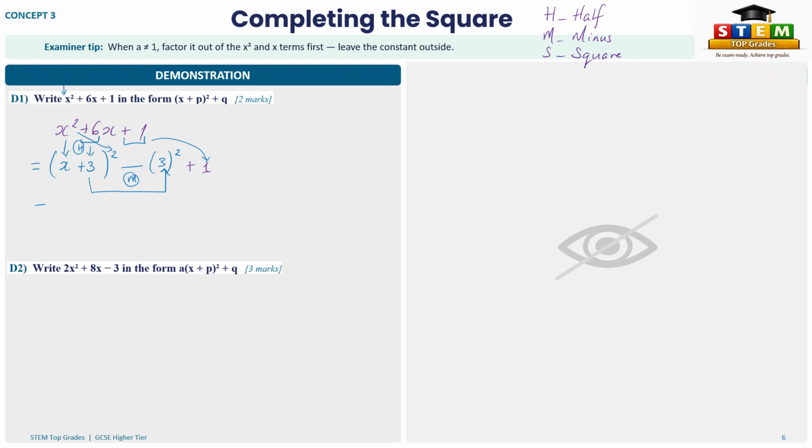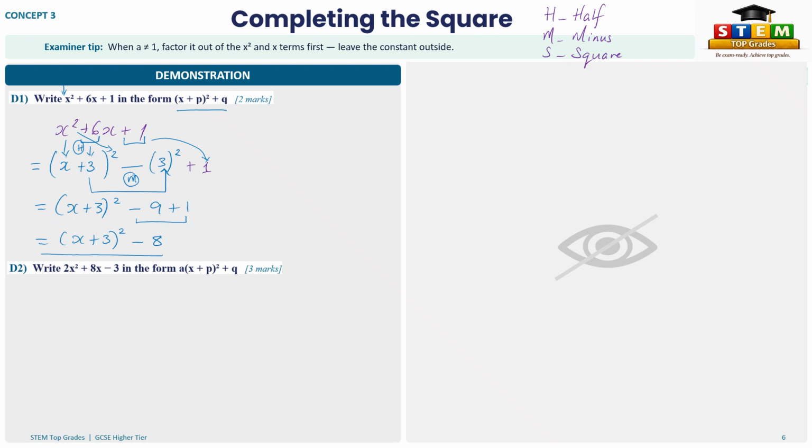So let's continue then. We're going to have x plus 3 squared minus 9 plus 1. And now it's time to combine these two. Then you're going to have x plus 3 squared on the right hand side, and then that's minus 8. And this is the answer. This is how you express a quadratic expression in that form. And this is for 2 marks.